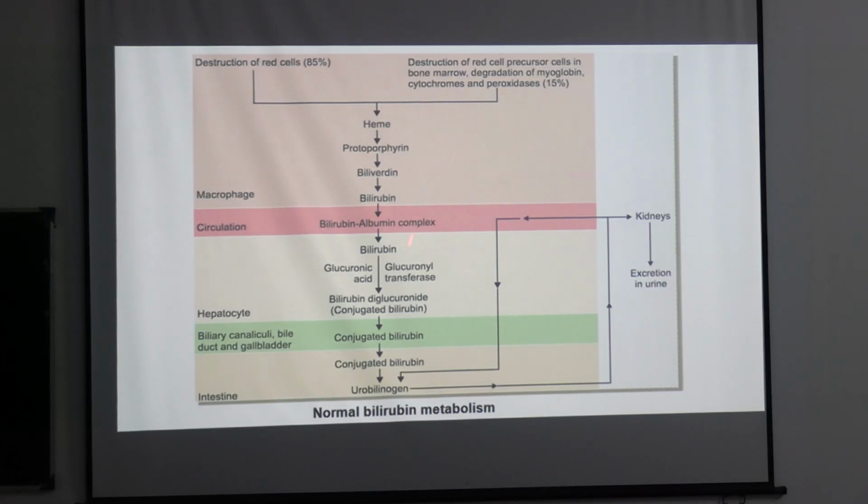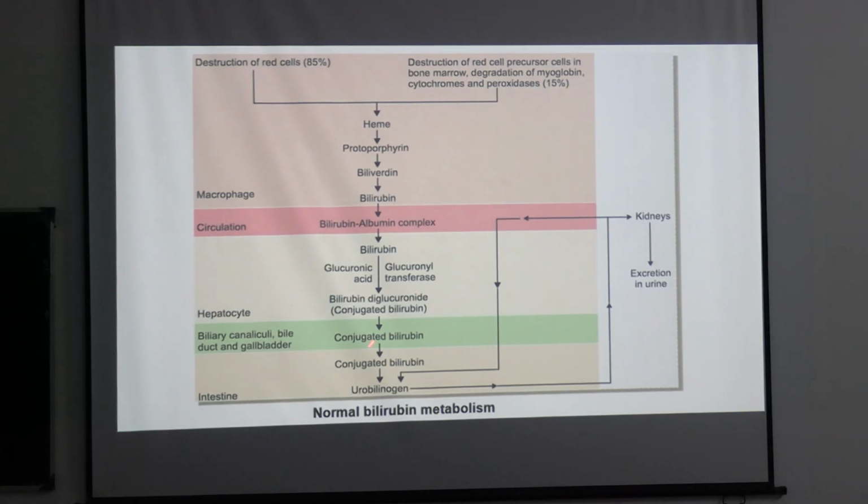Then in hepatocyte, bilirubin to bilirubin diglucuronide. This is called conjugated bilirubin. This conjugation occurs in hepatocyte with the help of glucuronyl transferase.